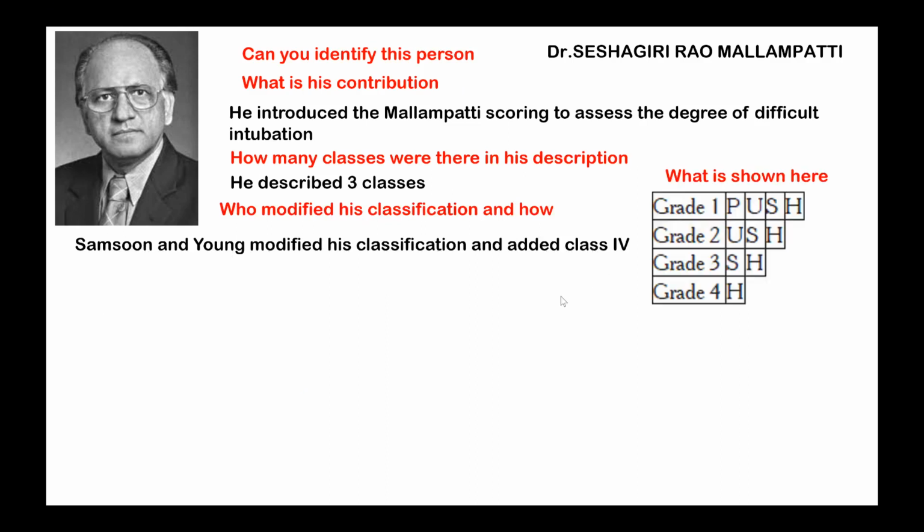Now what is shown here? A mnemonic to remember the structures. So this is palatine tonsils. This is the uvula, soft palate, hard palate. If all three are seen, that is called Mallampati grade 1. If you see only uvula, soft palate, hard palate, grade 2. Only soft palate and hard palate, grade 3. Only hard palate, grade 4. Okay.